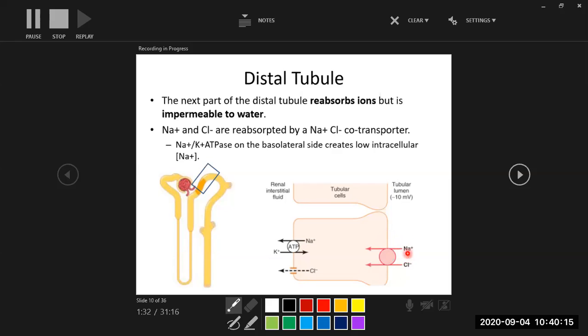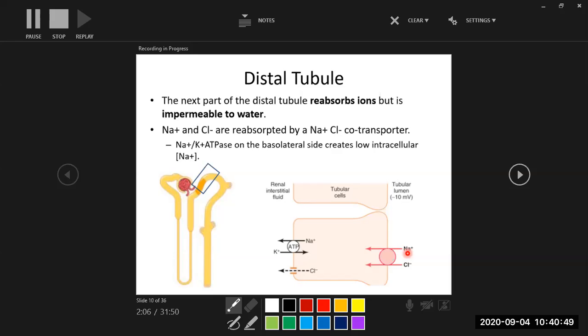So this is the channel in the distal convoluted tubule. And this one you need to memorize. Basically, so far we talked about two sodium channels. In the loop of Henle, we have the sodium 2-chloride potassium channel, and here we have the sodium chloride co-transporter.